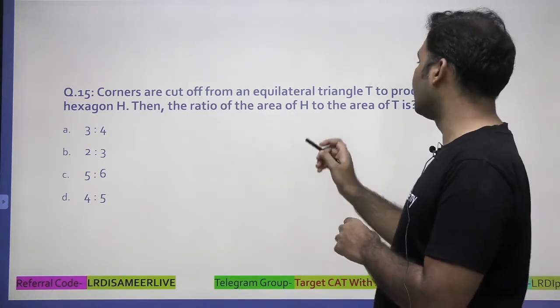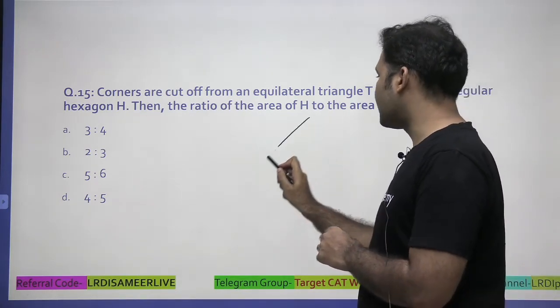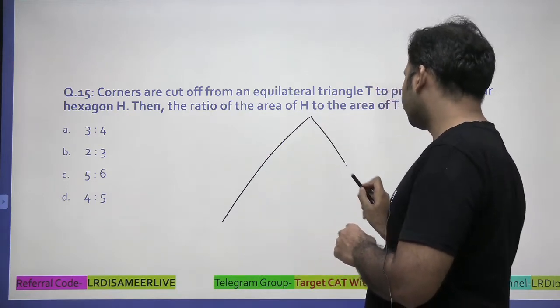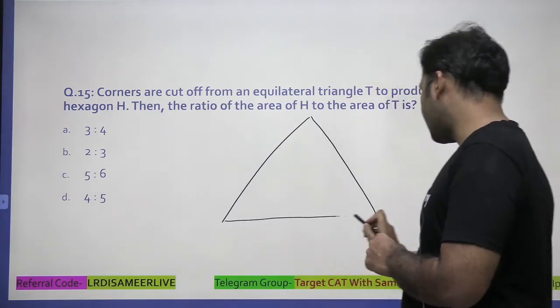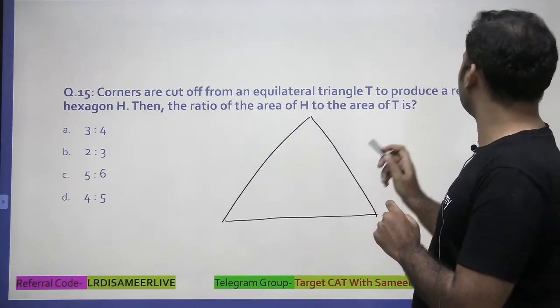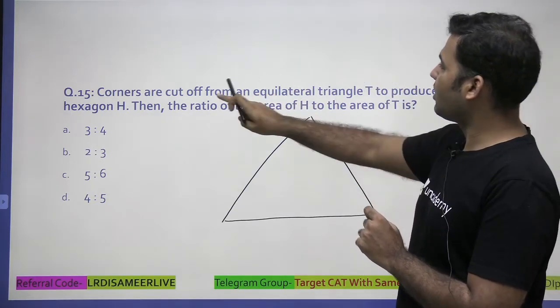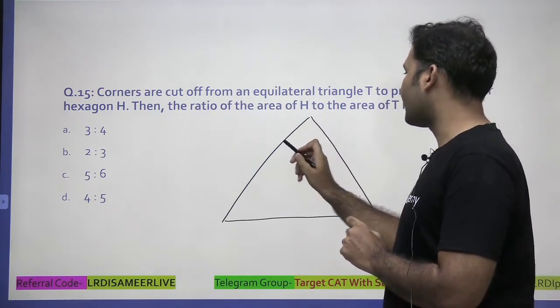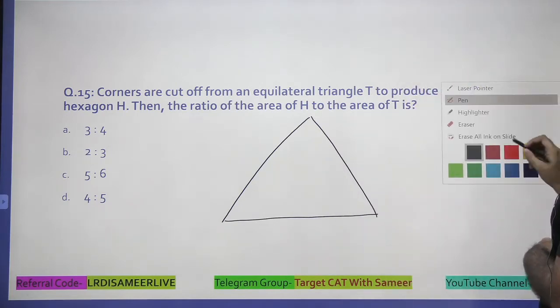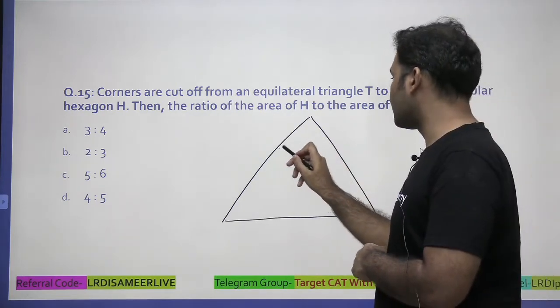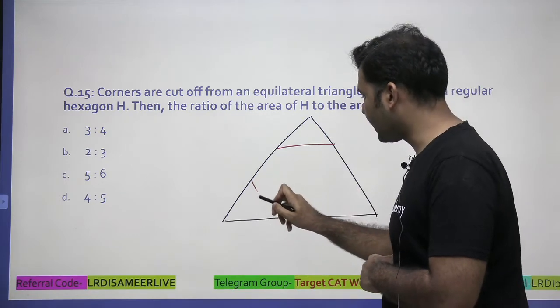30-second question, that's it. What the question is saying is, there's an equilateral triangle T and you're cutting corners from the equilateral triangle to produce a hexagon. So let's say I'm cutting the corners to produce a regular hexagon.